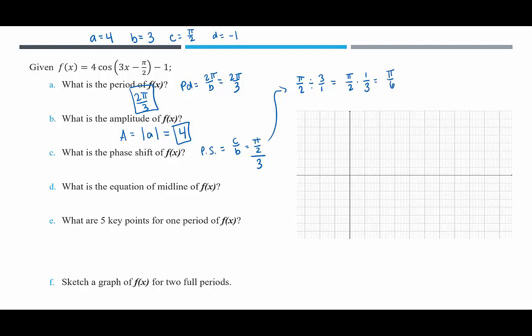So normally a cosine graph will start at 0. This particular cosine graph will now start at pi over 6. Okay, so the phase shift is pi over 6.